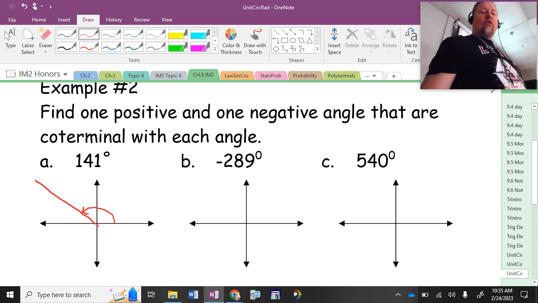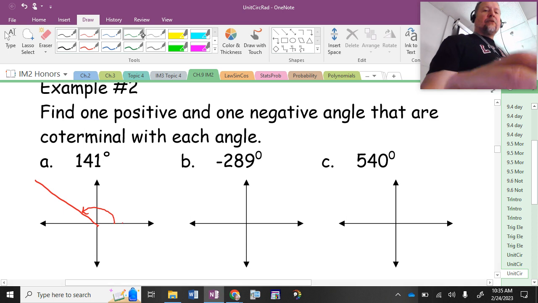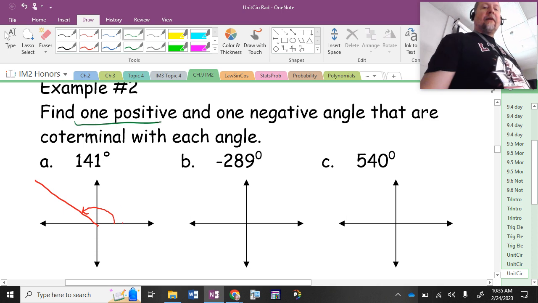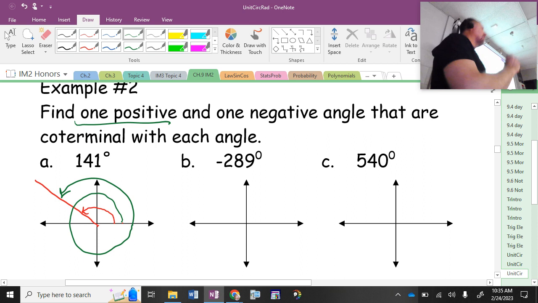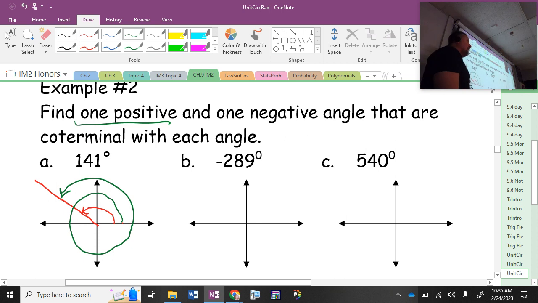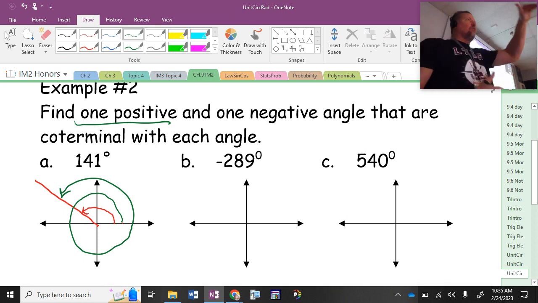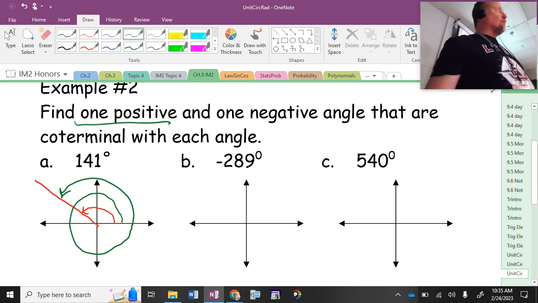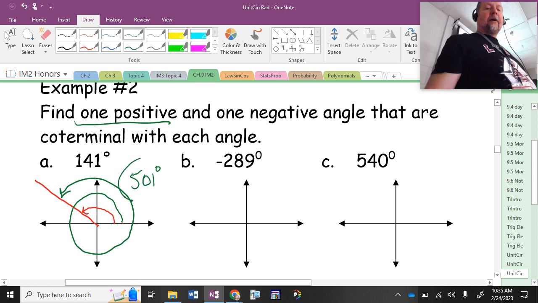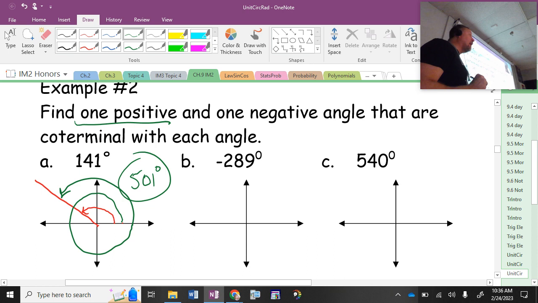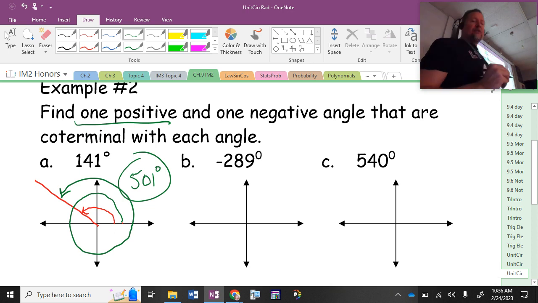Okay. So what's this angle measure? Maybe I'll color code these. I need to find one positive. I'm going to go positive. And then that. What's the math in order to find that green angle measure? Add what to 141? 3, 2, 1, go. 360. So 360 plus 141 is 501. Do I have that right? So that's why we should understand that.